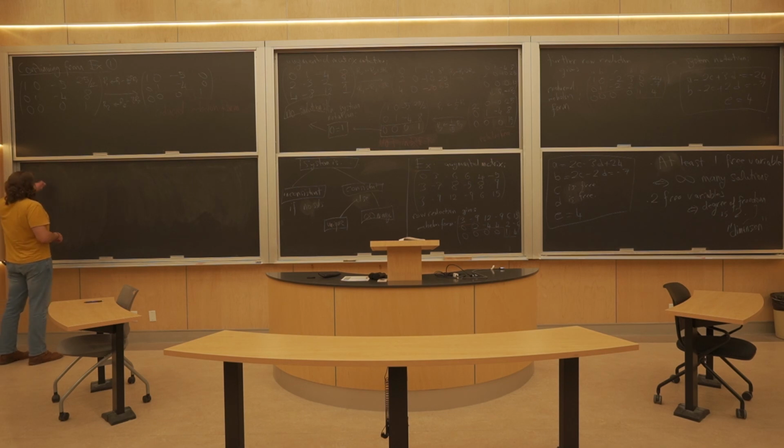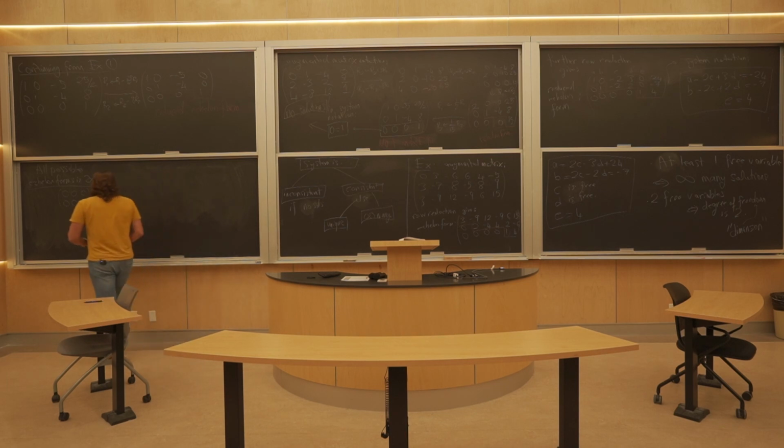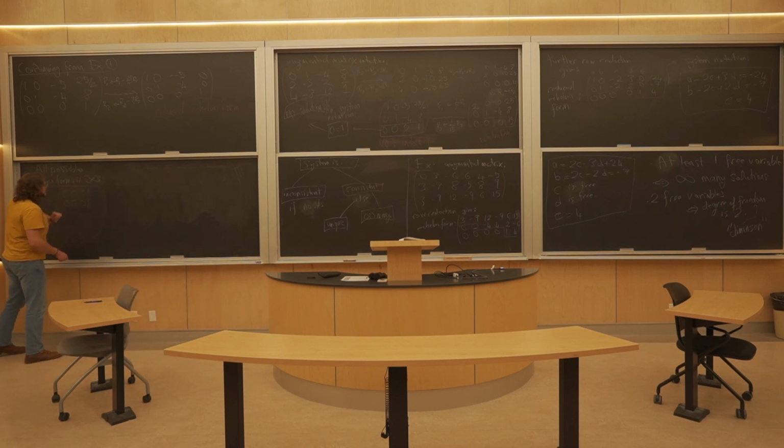So, all possible echelon forms in, let's say, 2 by 3. So I have 2 rows, 3 columns. Well, you have to start from the beginning. This is a valid echelon form, okay? And this is a stair. This is a staircase.